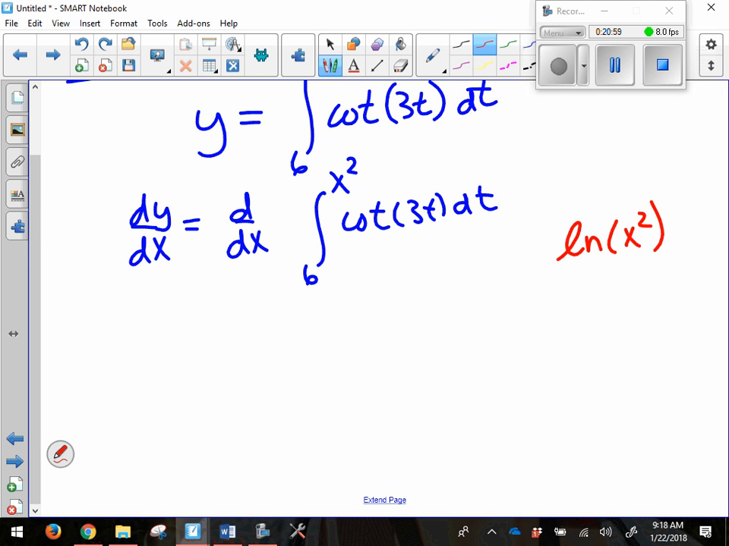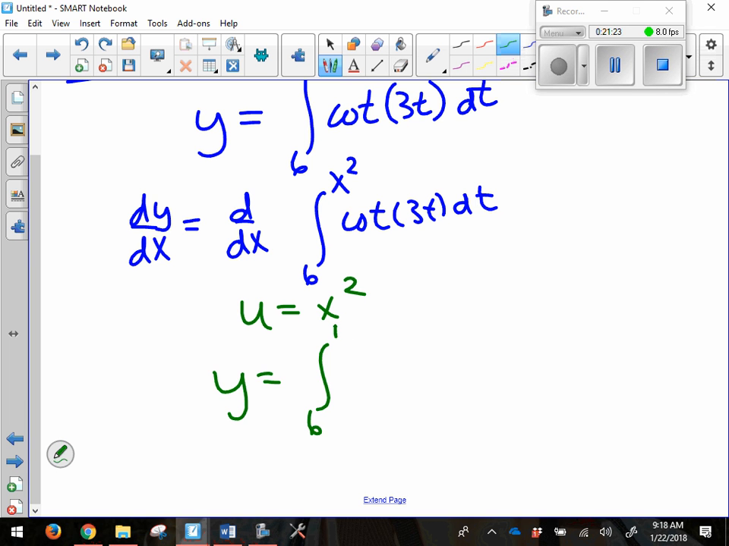Okay? And I'm incredibly proud of you that you didn't need to use the chain rule and you could do it in your head with a group effort. But we could use the chain rule. So that's what we're going to do here. All right? So I'm going to change this. I'm going to let u be equal to x squared. And then I can let y be the integral from 6 to u, cotangent 3t dt.